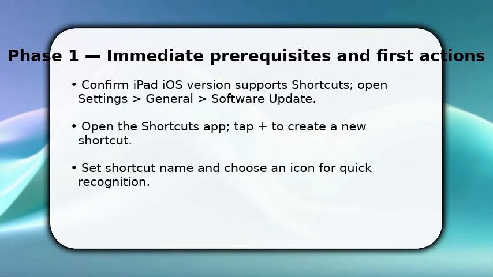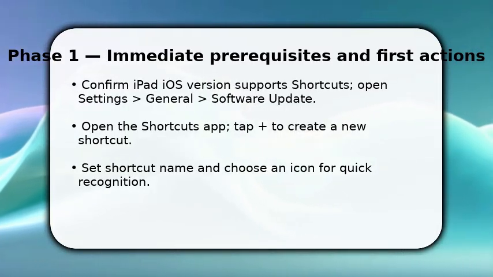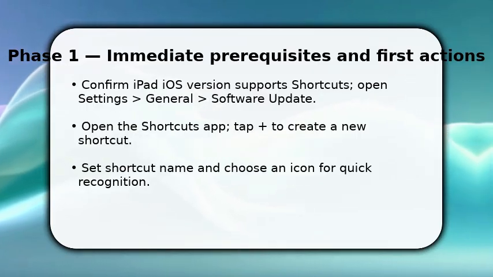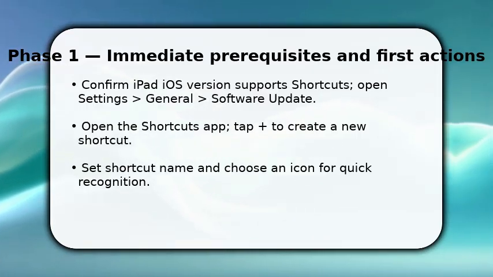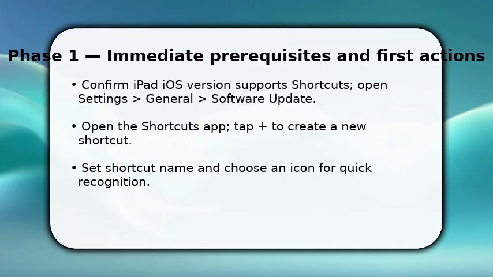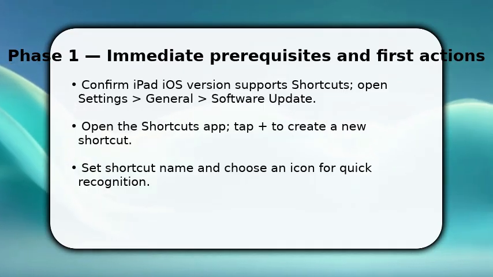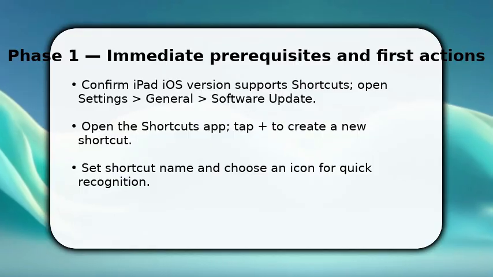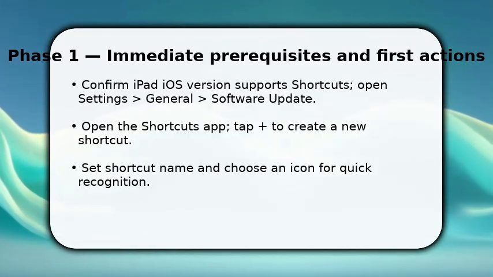You start by confirming your iPad is updated so Shortcuts behaves predictably. This avoids permission errors later. Open the Shortcuts app and tap the plus sign to begin. This creates a new, empty shortcut. Now add a name and pick an icon so you can identify it quickly. This matters when you add to home screen. Once done, choose the first action from the action library. Pick something simple like Open App or Get Current Date to test the flow.